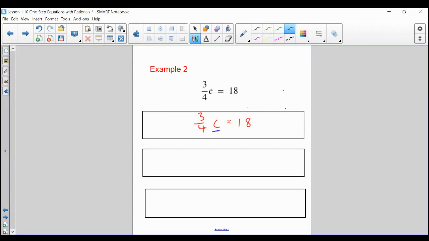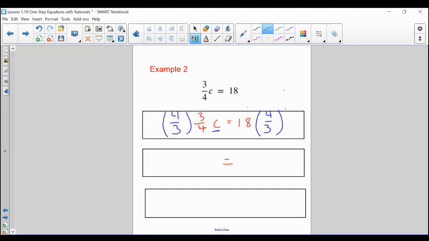So to get rid of that 3/4, I'm going to multiply both sides by the reciprocal or multiplicative inverse of 3/4. Notice I'm using a color. It'd be a good time for you to use your colored pencil because it stands out that you've done the same thing to both sides and kept your equation balanced.